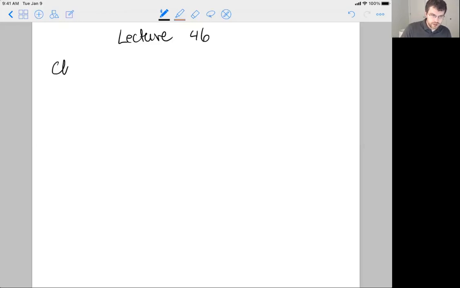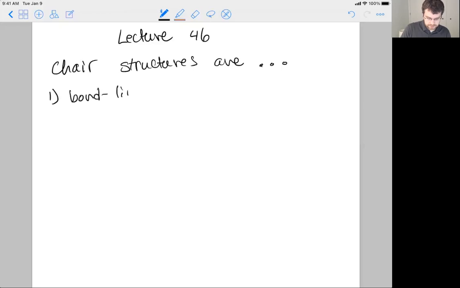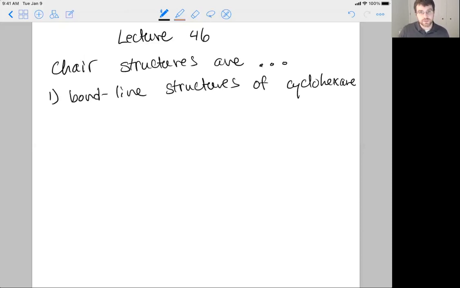So chair structures, there's a few ways to think about them. Number one, they're bond line structures of cyclohexane. And you can add other atoms in them or around them. There are more interesting chair structures out there than cyclohexane, but it's a good starting place.